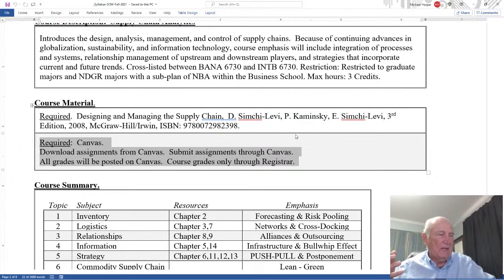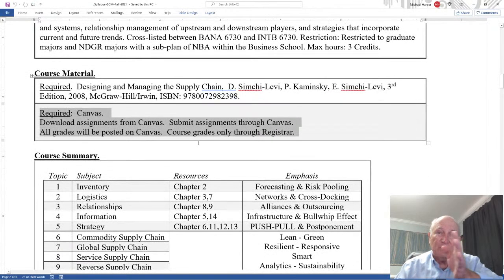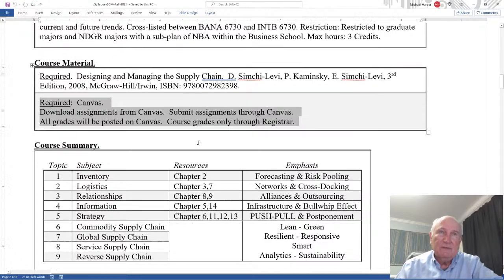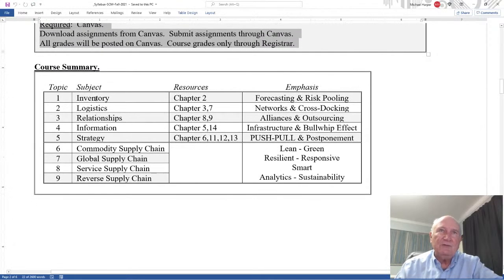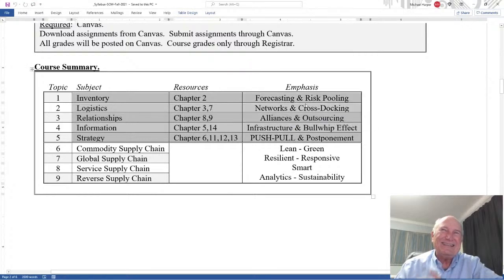Okay, and so Canvas is where everything is downloaded and uploaded. So nothing is turned in class except for the exam. I have a course summary here, and here's the first half of the course. That's the chapters in the textbook. And here are the emphases. Here's what I will emphasize as we go through each one of these.